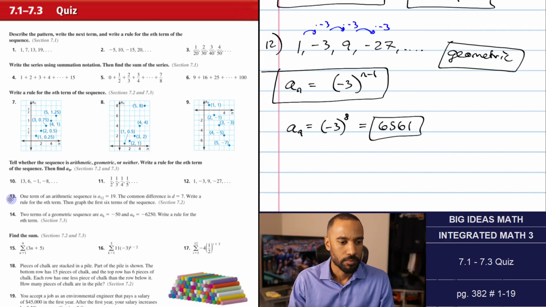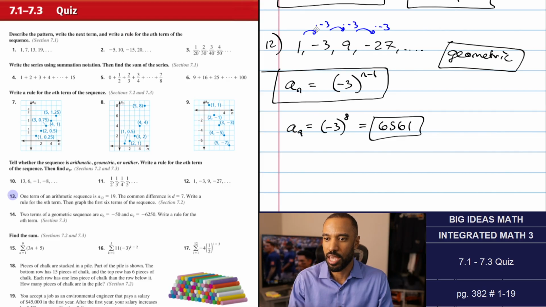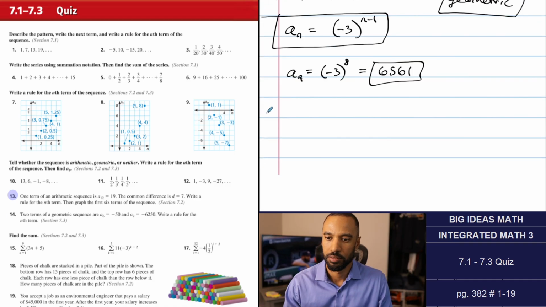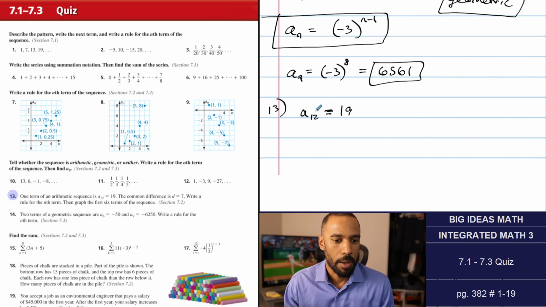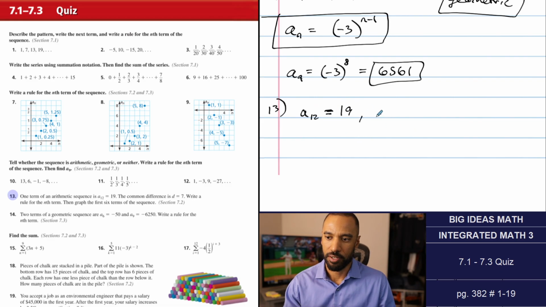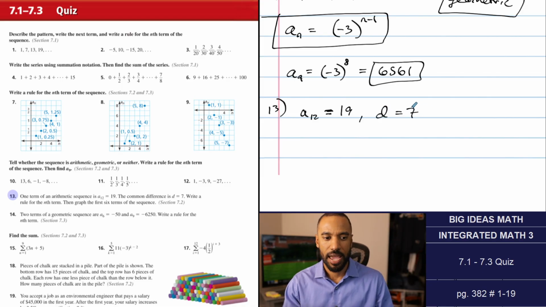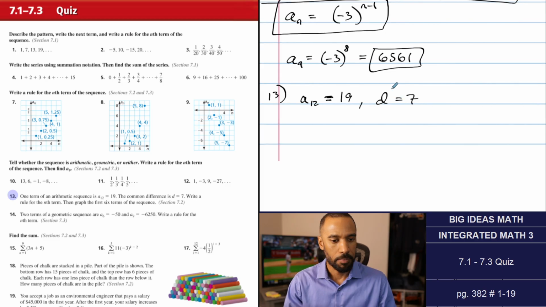Number 13. One term of an arithmetic sequence is a sub 12 equals 19. The common difference is d equals 7. Write a rule for the nth term, then graph the first 6 terms of the sequence. Okay. Common difference means it'll be arithmetic.